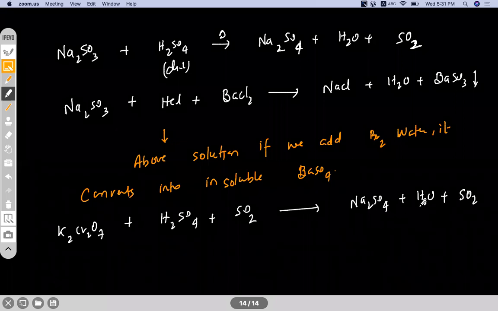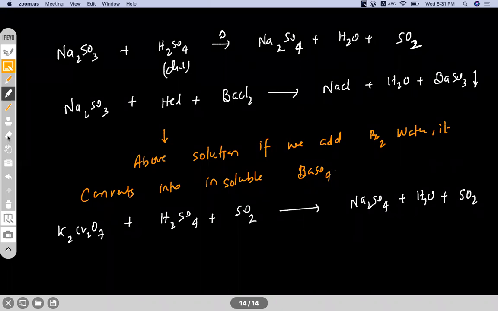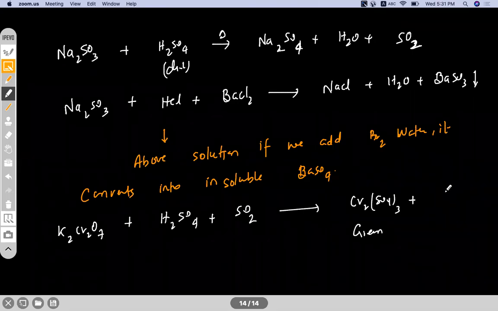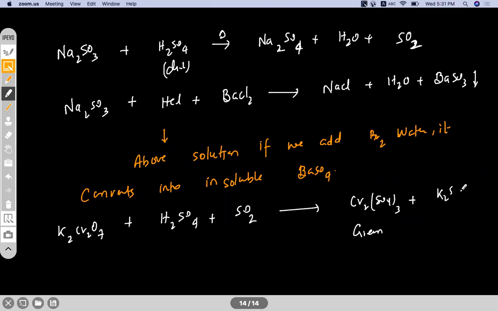Sorry, we have Cr2 here, which I had written differently. It forms Cr2(SO4)3, which is green in color. So this question they have asked once. Cr2(SO4)3 is green in color, and along with this we get K2SO4 and H2O. So this color you must remember. Sulfur dioxide is the gas which has the suffocating smell.